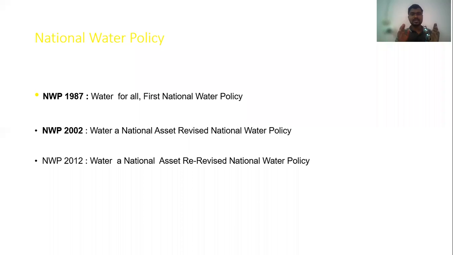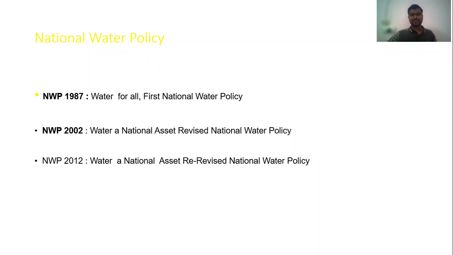Okay, then it was revised again in 2012, in which water is a national asset, but it is a revised national water policy. And the main highlight of the national water policy is that firstly we have to give priority to drinking and then to the allied things as per the requirement. Okay, this is our last unit which remained to be discussed in our regular syllabus. So here our total syllabus ends. Okay, thank you.